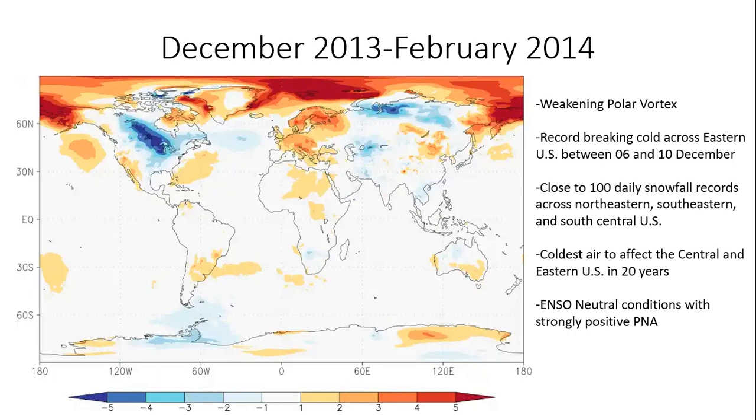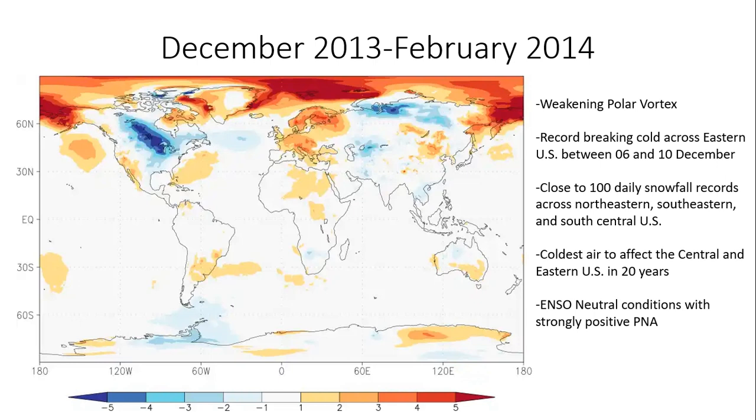Moving into December 2013 to February 2014, this was a very interesting winter. I was living out in San Diego at this time, and we had a very mild, dry winter out there. But I just kept hearing the weather reports across the United States on the news, and wow, we had a weakening polar vortex that winter. We had record-breaking cold across the eastern U.S. between 6 and 10 December. Close to 100 daily snowfall records across the northeastern, southeastern, and south central U.S. The coldest air to affect the central and eastern U.S. in 20 years. And we had ENSO neutral conditions with a strongly positive PNA.